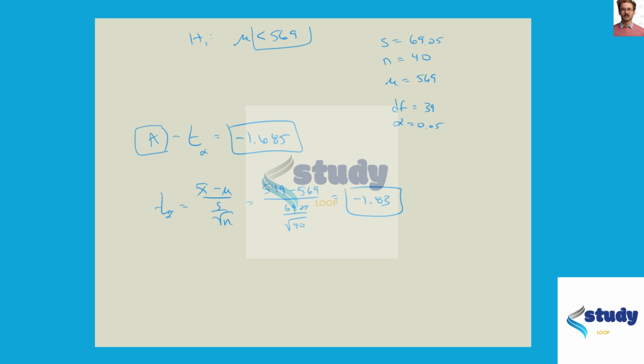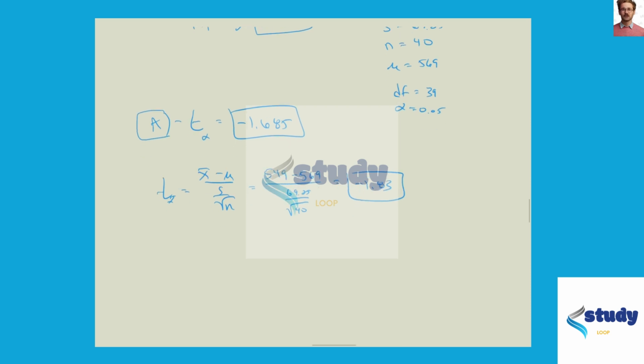And the conclusion then, since our test statistic is more extreme, it's more negative than our critical value, we would reject the null hypothesis. There is sufficient evidence to conclude that the average credit card balance of 18 to 20-year-old college students has decreased since 2016. Does changing the value from 0.05 to 0.01 change things?